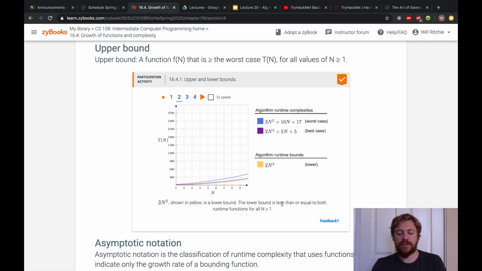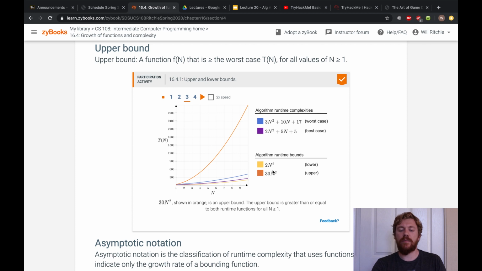And the lower bound is less than or equal to both runtime functions for all n greater than or equal to 1. And so now we choose the upper bound. 30n squared, shown in orange, is an upper bound. And the upper bound is greater than or equal to both runtime functions for all n greater than or equal to 1. It's an upper bound.